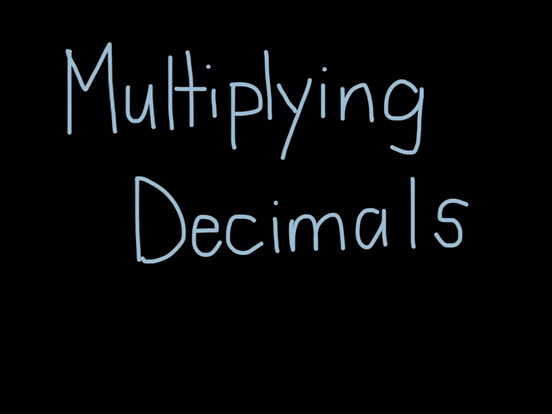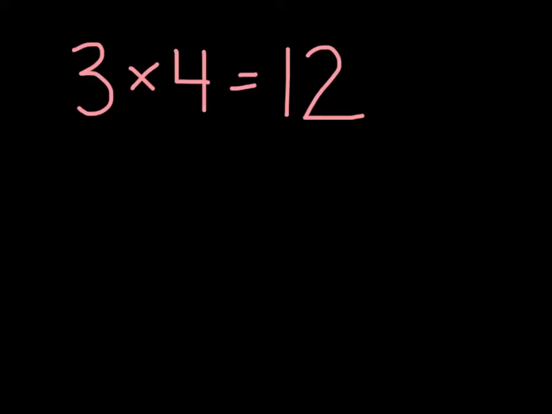Today I'm going to talk about multiplying decimals. Multiplying decimals has only one difference from multiplying whole numbers, but it is an important one. When you multiply two whole numbers like 3 times 4, you get 3 groups of 4, and that gives you the number 12. The number gets larger.